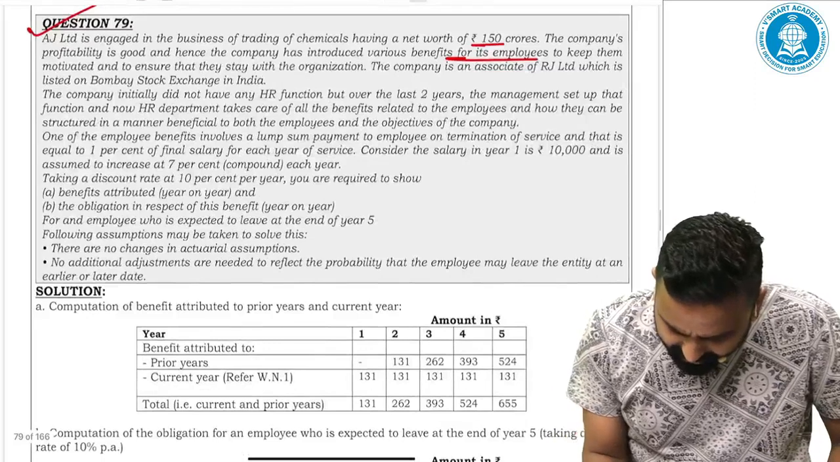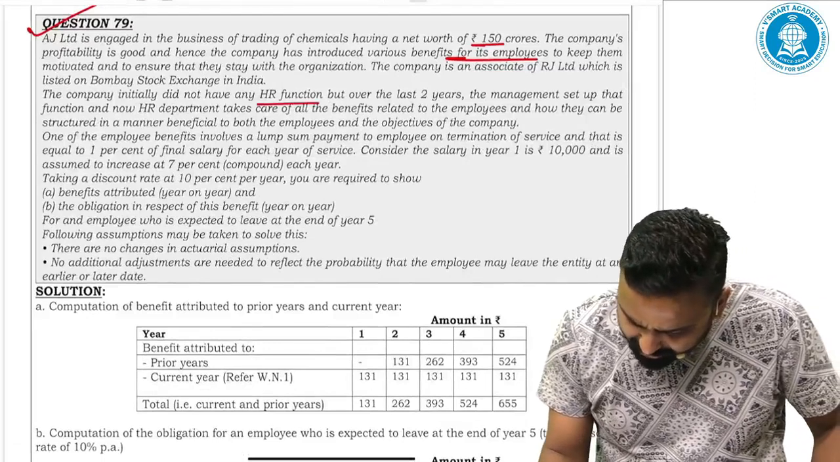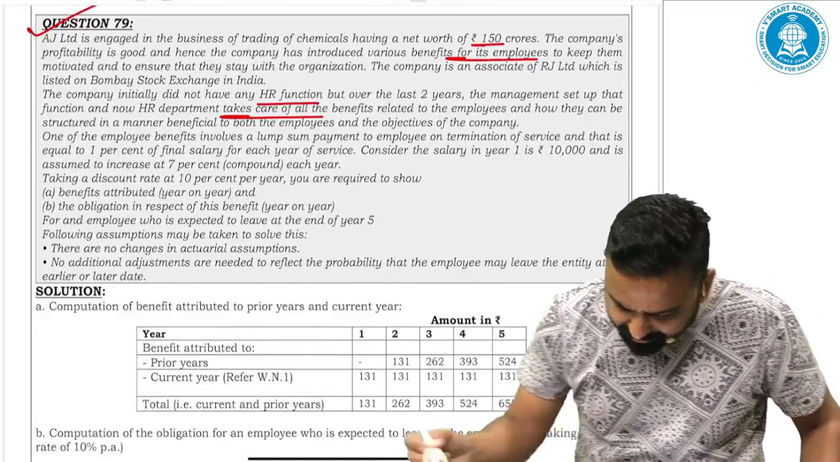announced some options. The company initially did not have any HR function, but over the last 2 years, the benefits set up the function and now the HR department takes care of all the benefits.